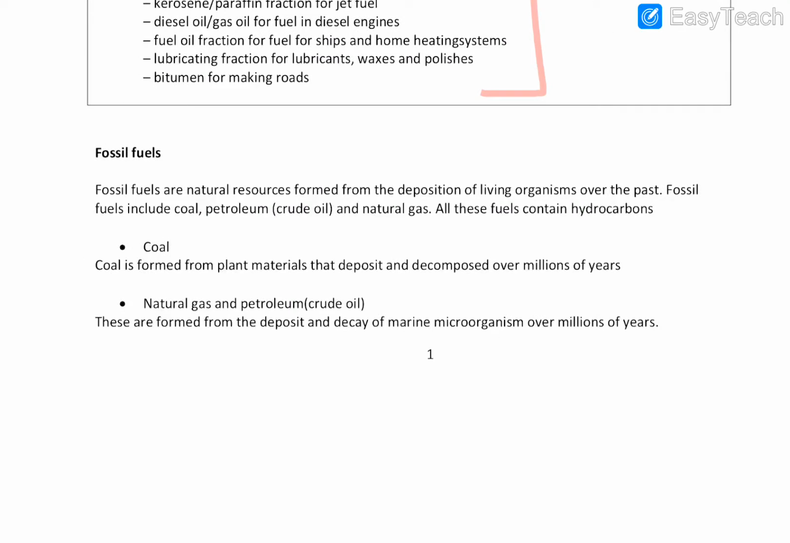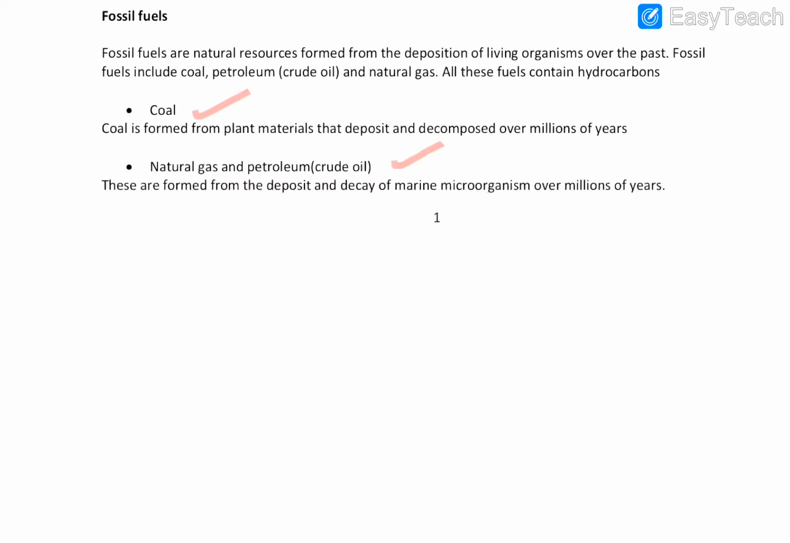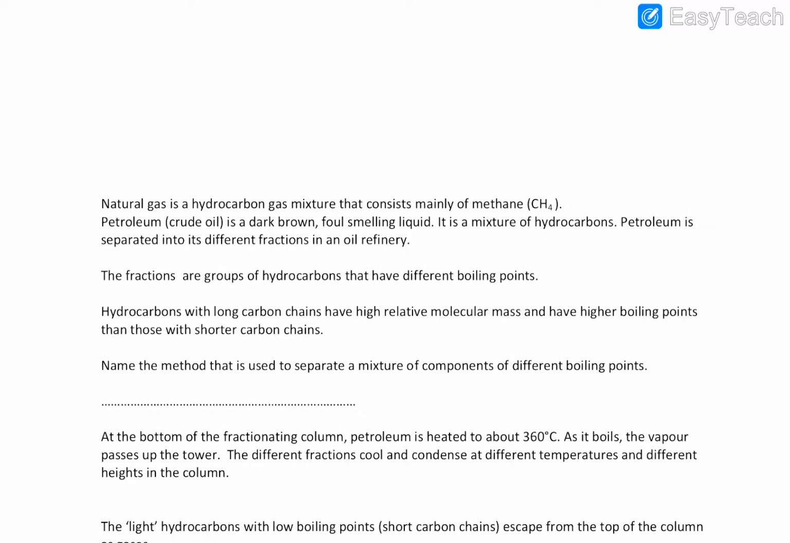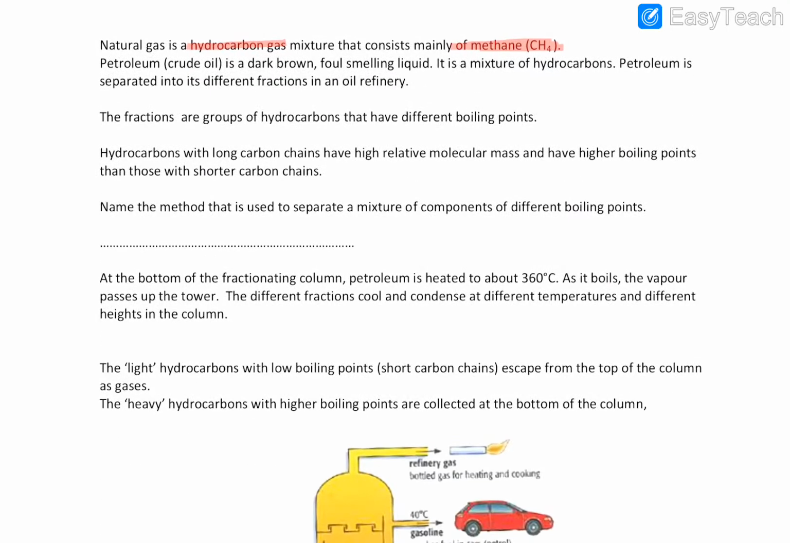Okay. So fuels, you should be able to name the uses of all these fractions of fuel. Fossil fuel, you've seen that in the video. Coal, natural gas. Natural gas is a hydrocarbon mainly made up of methane gas. And fractions of hydrocarbons have different boiling points.